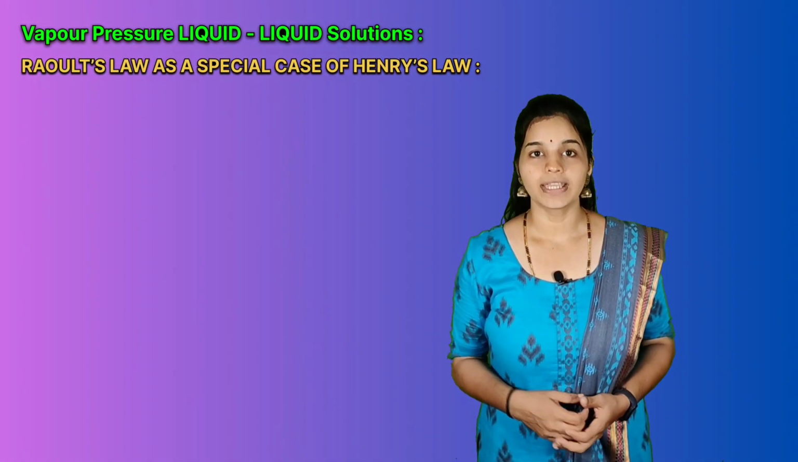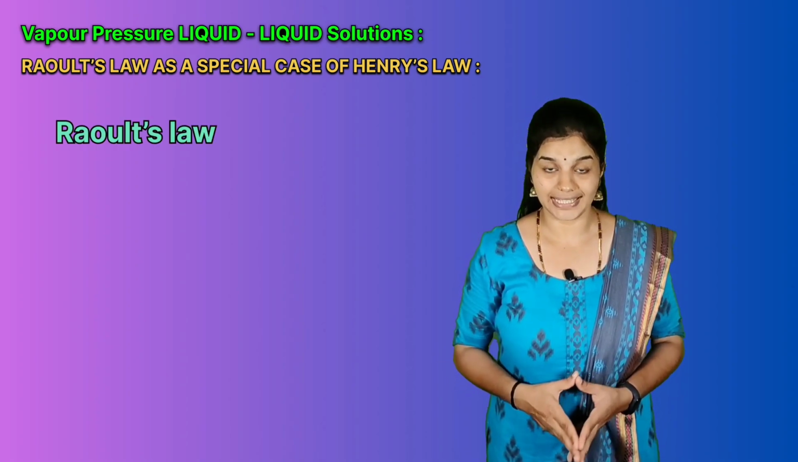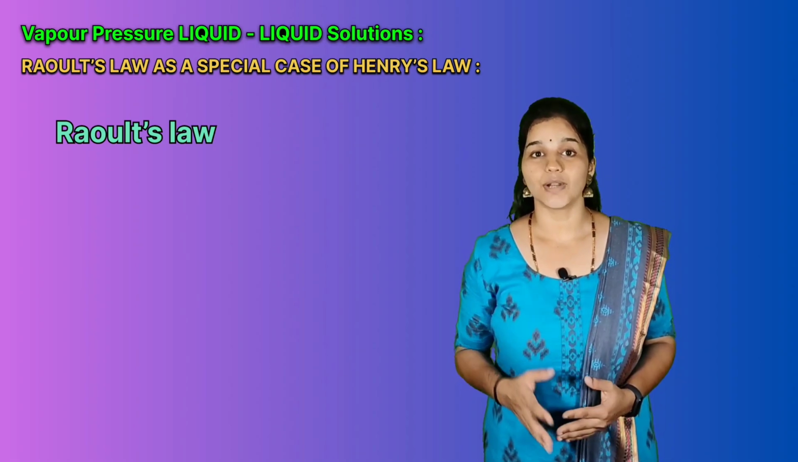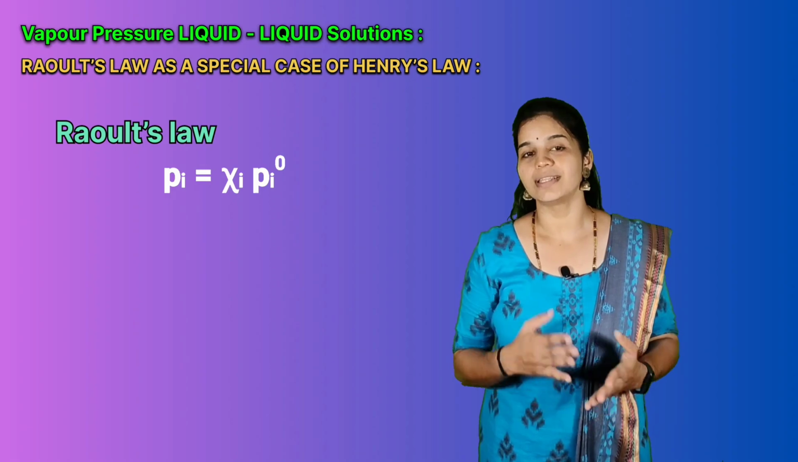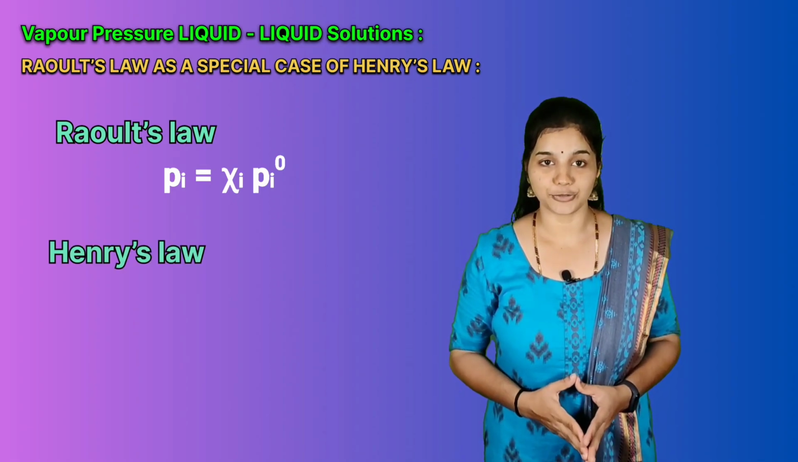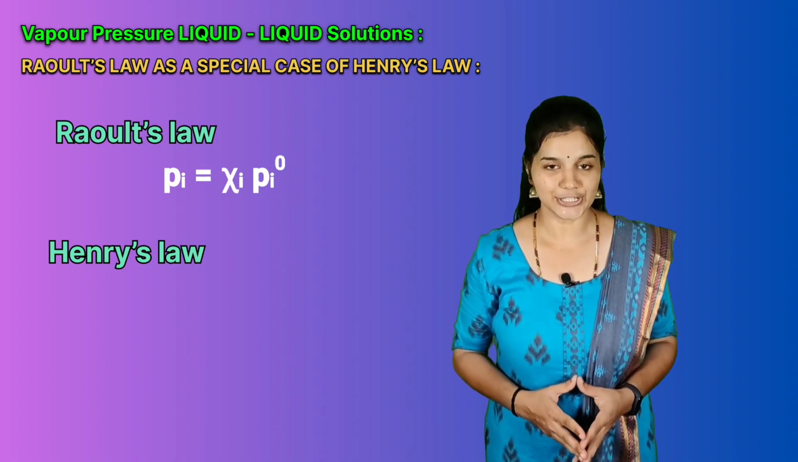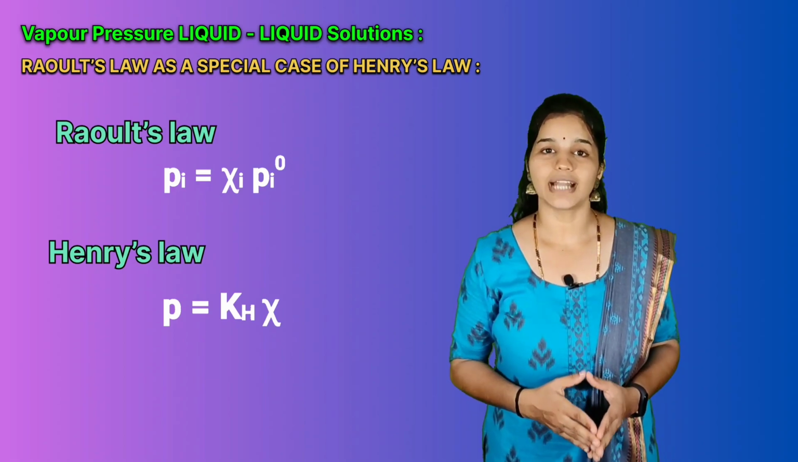According to Raoult's law, the vapor pressure of a volatile component in a given solution is Pi is equal to chi Pi naught. According to Henry's law, the partial pressure of a gas in vapor phase is proportional to the mole fraction of the gas in the solution. That is, P is equal to Kh into chi.